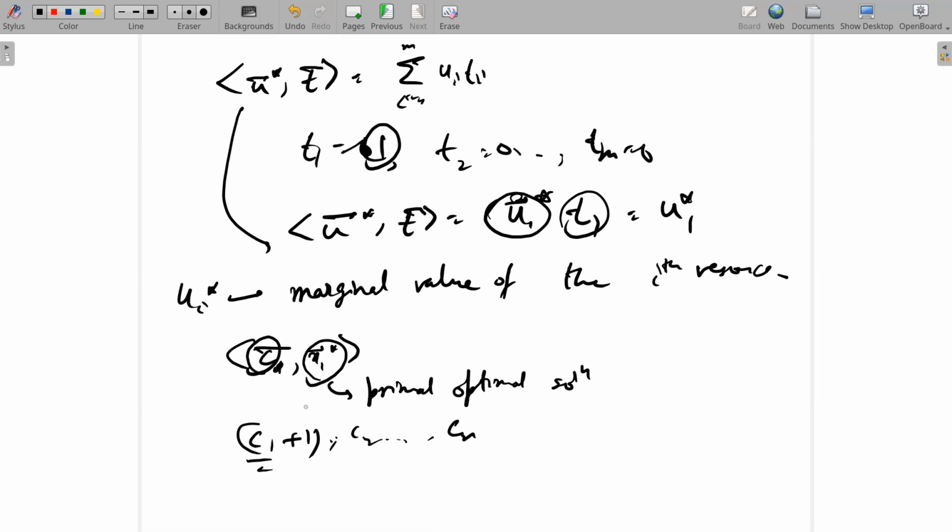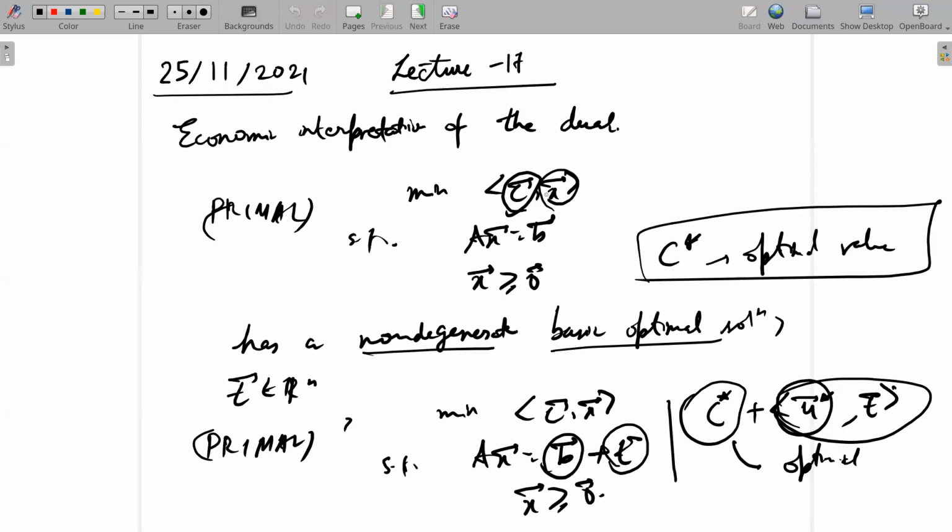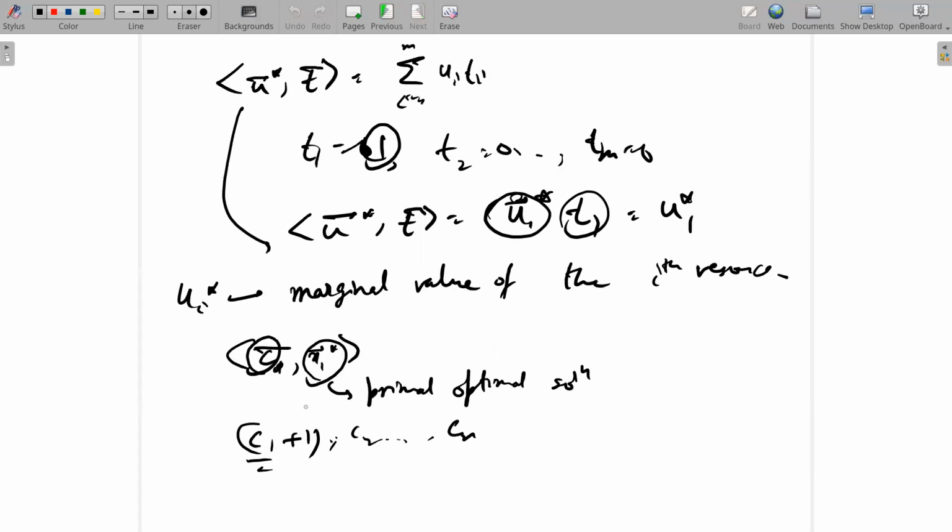So the economic interpretation of the primal is actually more obvious. It's just saying that if I have a certain cost associated with a certain primal variable, and I'm increasing the cost, of course the profit is going to increase. And in the dual variable, you have an analogous statement.